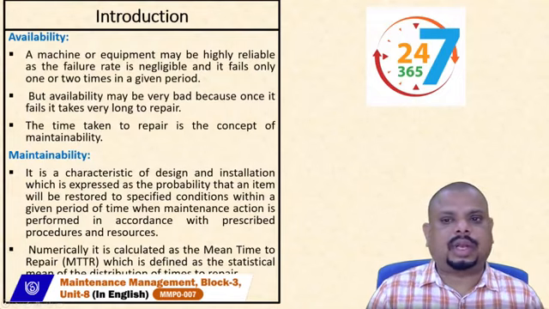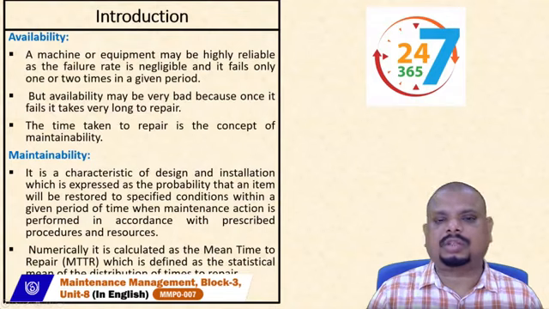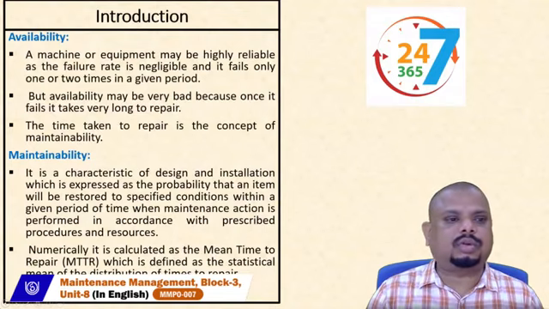Moving to the next point, maintainability. Maintainability is a characteristic of design and installation, expressed as the probability that an item will be restored to a specified condition within a given period of time when the maintenance action is performed in accordance with the prescribed procedure and resources. In most cases, the mean time to repair, defined as the statistical mean of the distribution of time to repair, is known as maintainability. So this is the overview of reliability, availability and maintainability.